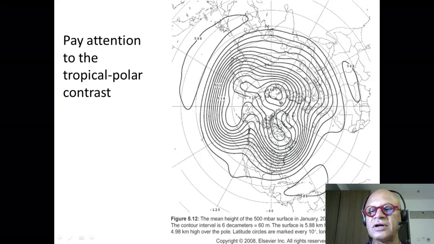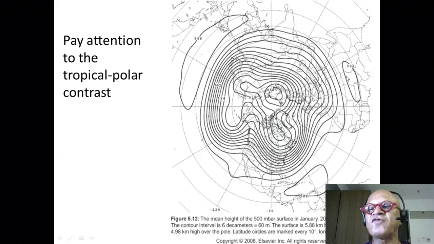And the unit here is decameters, which means you go from 588 decameters, plus 6 decameters. That's the interval between these contours. 6 decameters is 60 meters. For whatever reason, that's the unit. But the outer edge here is in the tropics, so you can see the Philippines here, the northern tip of South America, the Atlantic Ocean here, West Africa, and so on. India is over here, the southern tip.